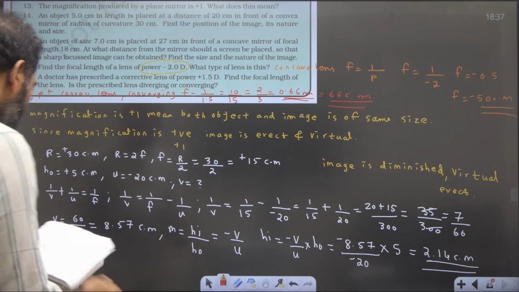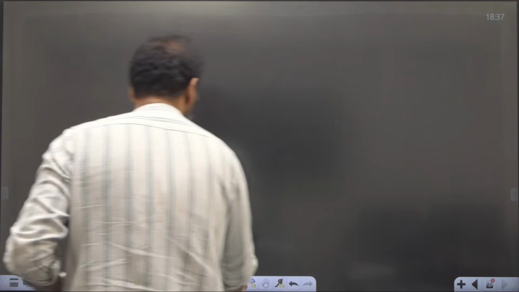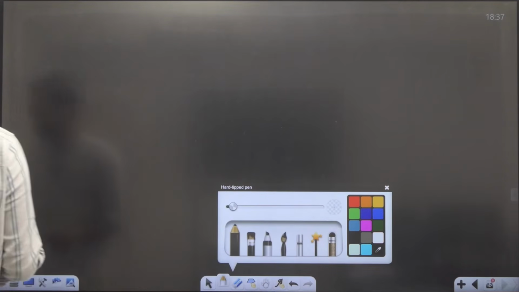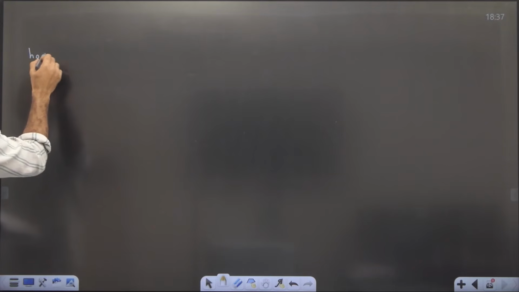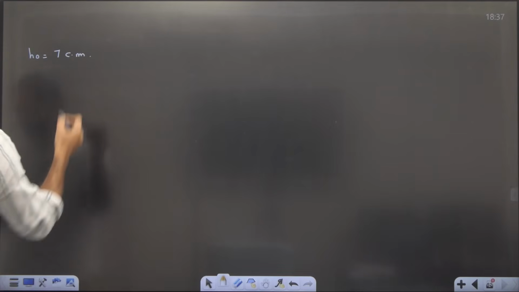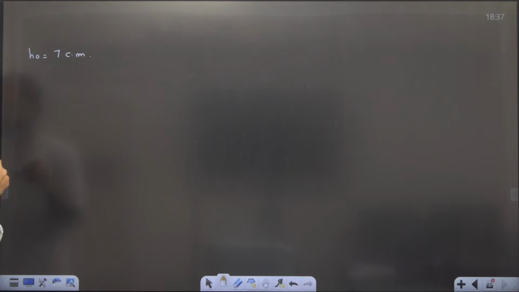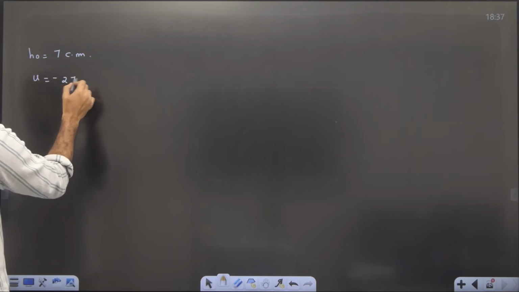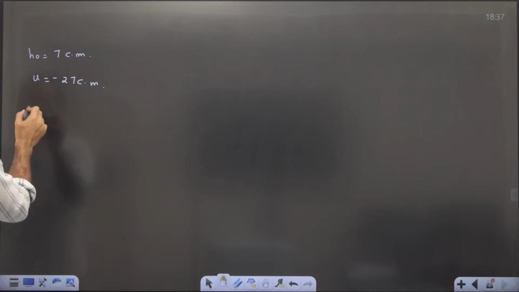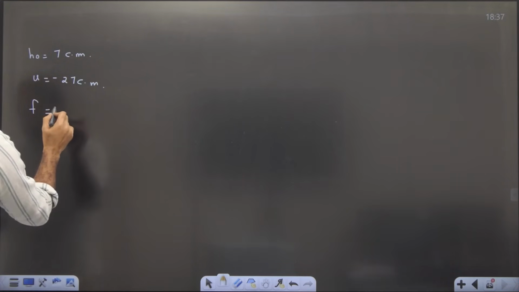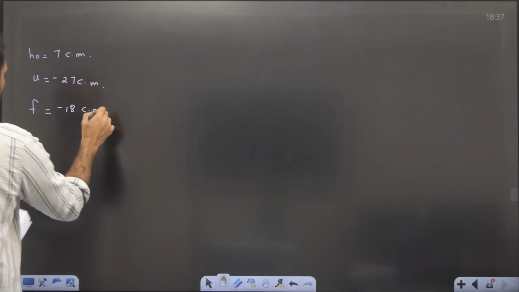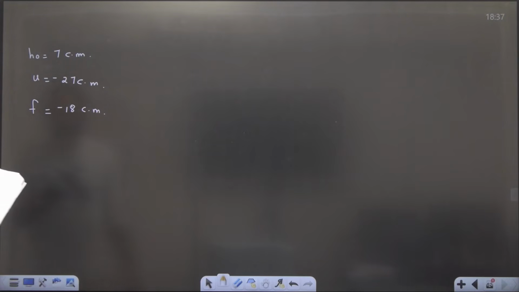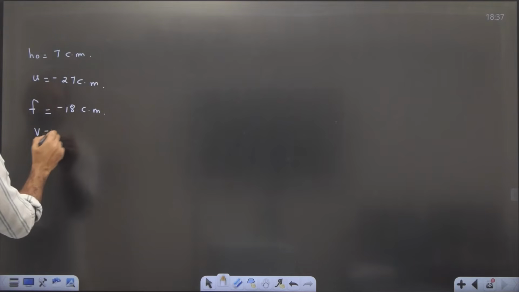Next, an object of size 7 centimeter is placed. So the height of the object is 7 centimeter. It is placed at 27 centimeter in front of a concave mirror. In front of the concave mirror means object distance is minus 27 centimeter. Focal length of the concave mirror will be negative, minus 18 centimeter. At what distance from the mirror should the screen be placed so that a sharp focused image can be obtained? That means we have to find the image distance.